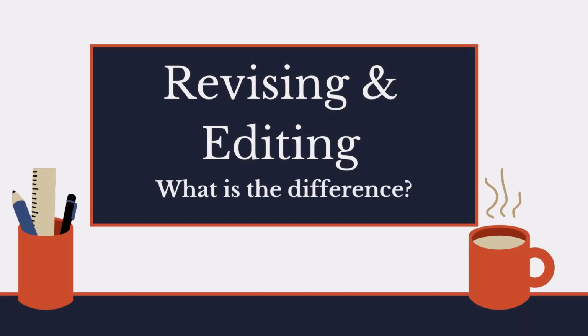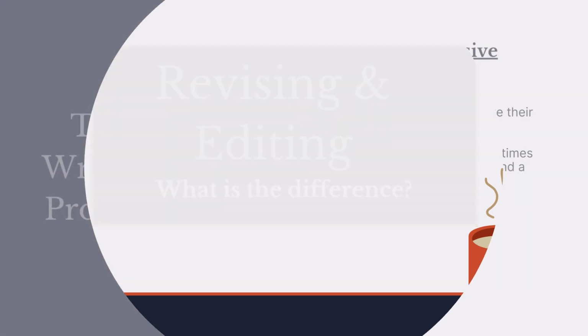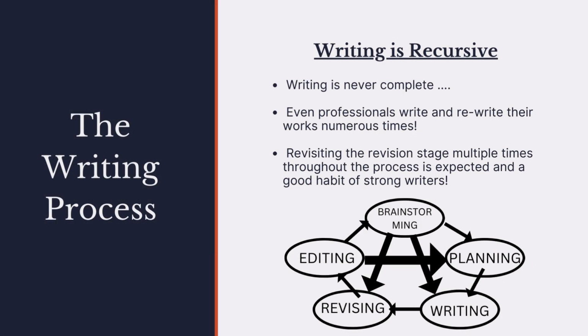Let's take a look at revising and editing and figure out what the difference is between the two. Before we do that, let's talk about the writing process and the parts of the writing process. So we know we have brainstorming and planning and writing and revising and editing and publishing. We have all of those parts of the writing process.